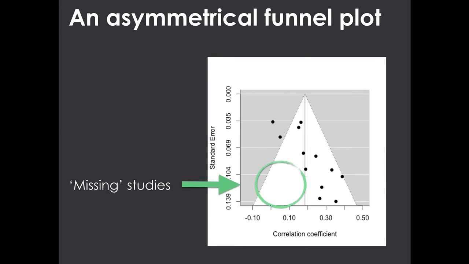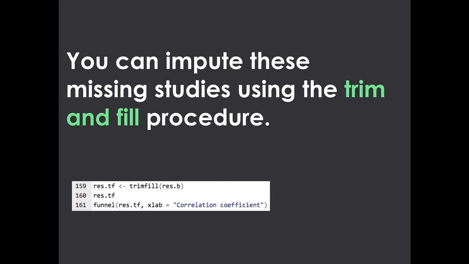Here's an example of an asymmetrical funnel plot. Down the bottom left of the pyramid, there's a lot of missing studies there. There's a big degree of asymmetry in this example. One thing you can do is impute these missing studies using the trim and fill procedure, which is fairly straightforward to do within R.